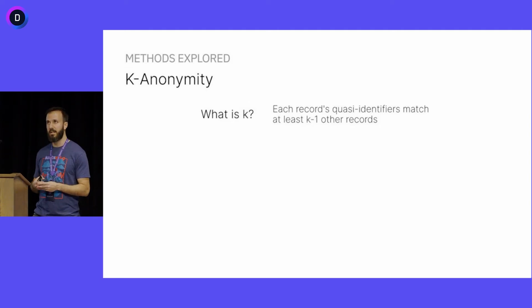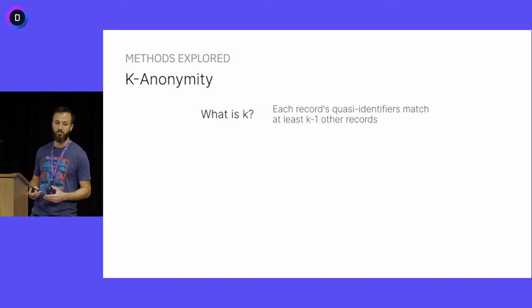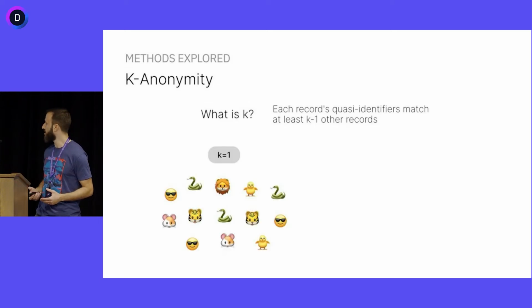And this is different from differential privacy. K-anonymity is a property of the data set, whereas differential privacy is a property of the algorithm and its output. And so a data set is considered k-anonymous if each record's quasi-identifiers match at least k-1 other records. So what does this look like?